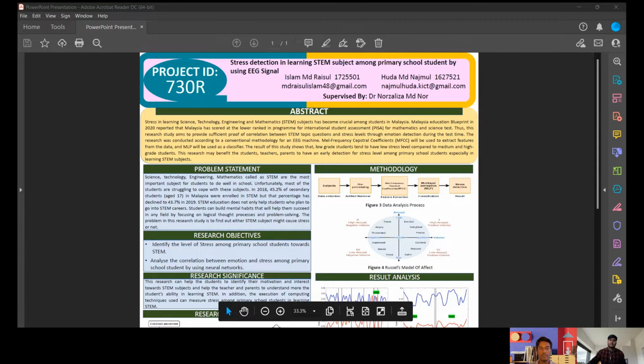This is MD Raisul Islam, matric number 1725501, and my partner Huda Md Najmul, matric number 1627521. As a group, we have done a research-based final year project. Our project ID is 730R and the title is Stress Detection in Learning STM Subject among Primary School Students by using EEG Signal. This project is supervised by Dr Norzaliza Md Nor.